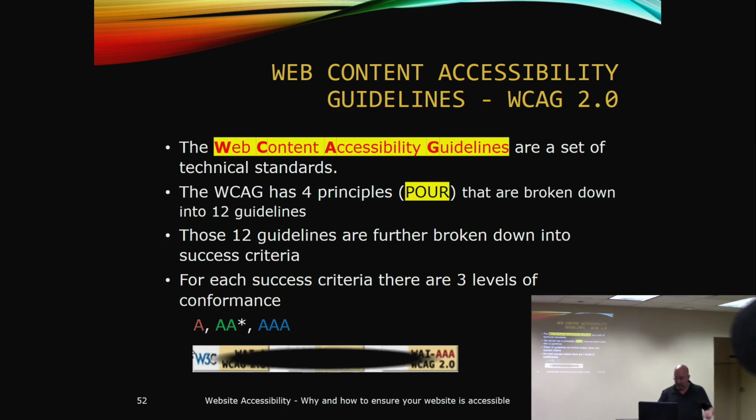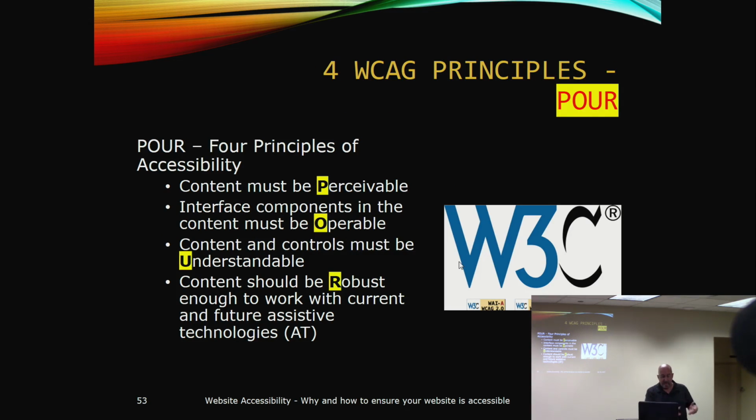Well, this is what you see on, by the way, those images, if you see those on a website, they are compliant websites. It could be level A, AA, or AAA, and I'll show you that in a minute. 4 principles. Content must be perceivable. Interface components in the content must be operable. Content and controls must be understandable. Content should be robust to work with current and future technology.